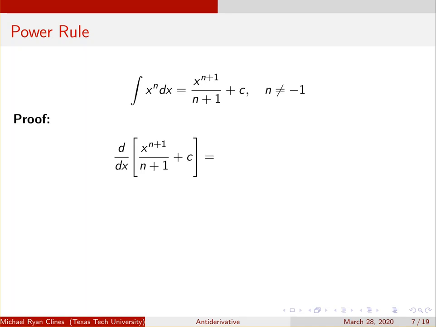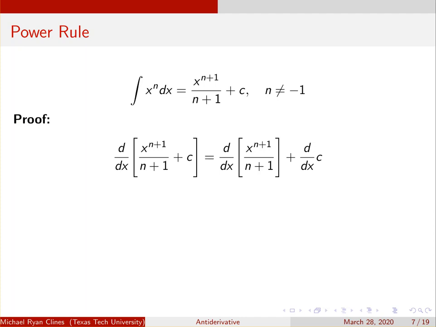Well, as I said, we need to take the derivative of the right-hand side. And when we do that, now we have to use the power rule for differentiation. It's almost like we got this name power rule for a reason. So we take this derivative. Well, we pass the derivative to both terms because the derivative behaves nicely in that regard. So we get the derivative with respect to x of x to the n plus 1 divided by n plus 1 plus the derivative with respect to x of c.